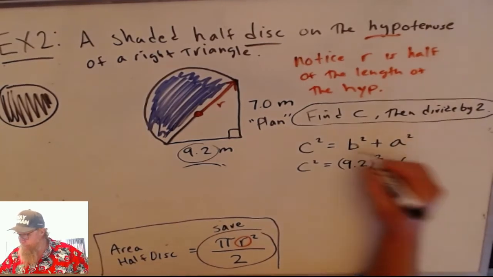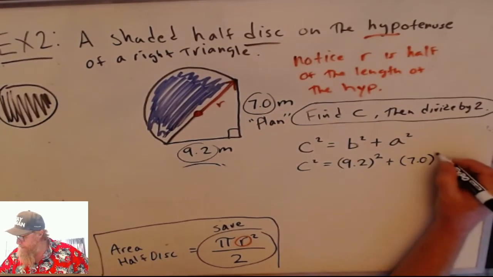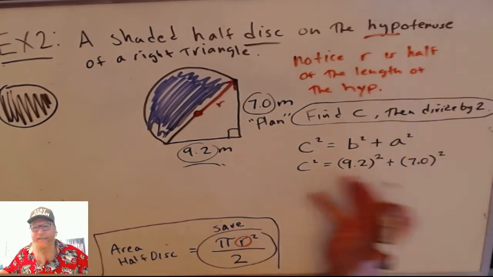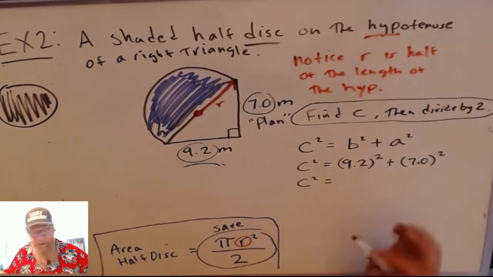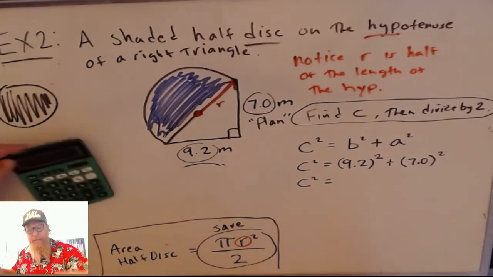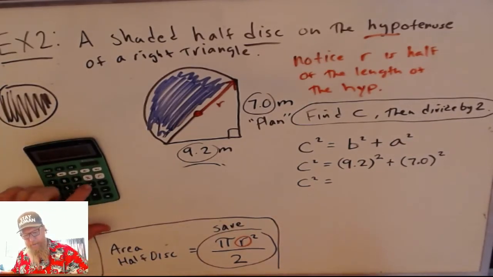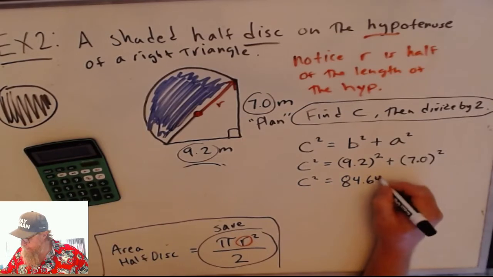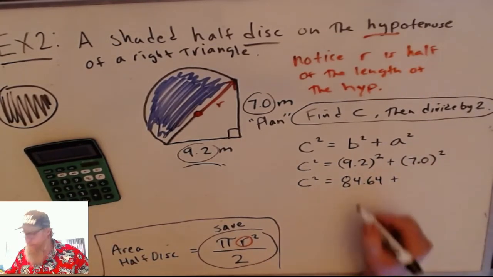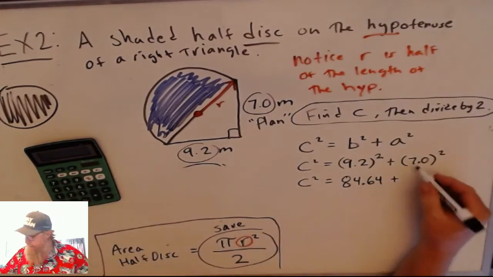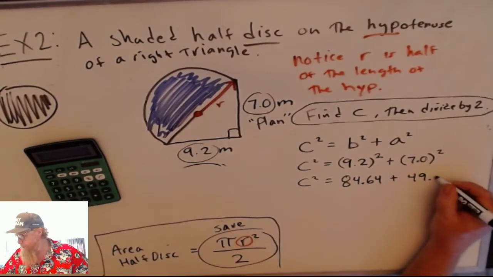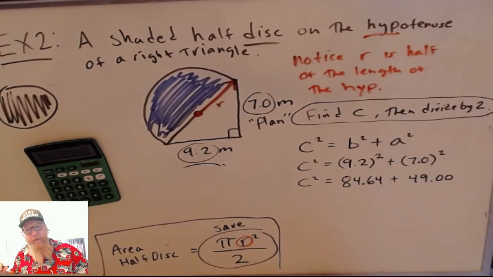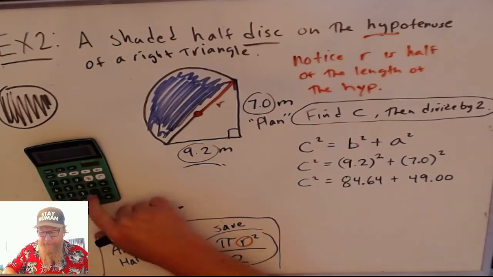9.2 squared plus 7.0 squared. If it's 0.0, you could just leave it as 7. But since I'm using decimals, I might as well use decimals for everybody. So we got 9.2 squared, that's going to be 84.64, or 84 and 64 hundredths. And we got 7 squared, which is 49. Technically it's 49.00 on the calculator, or you could just write 49. So we'll add those together.